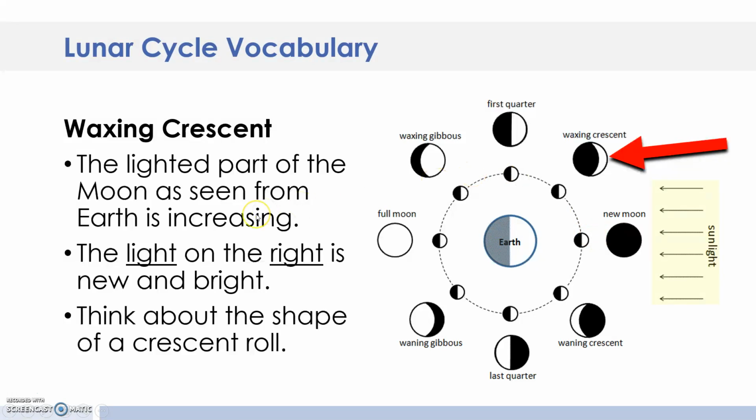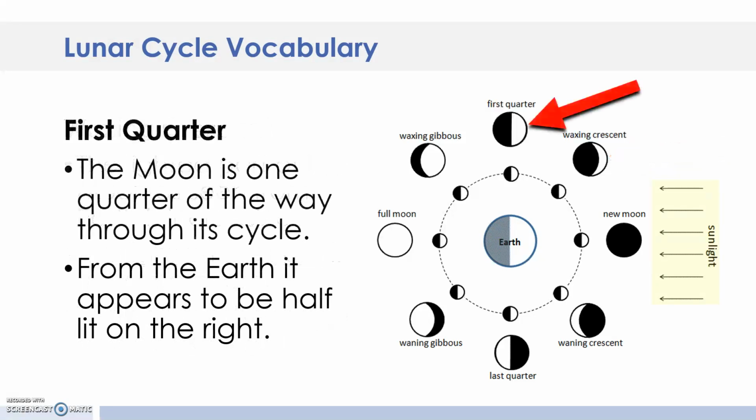So as it's making its revolution, that's just changing what we can see. And then after that, it continues in its revolution around the Earth. A couple days later, we get to first quarter. The first quarter is literally 1/4 of the way through the cycle. From the Earth, it appears to be half lit on the right side. So as it goes through here, remember, we're seeing the half that's facing Earth. So we see half of that darkness and half of the light. So it looks like that to us. So it's half lit on the right for first quarter.